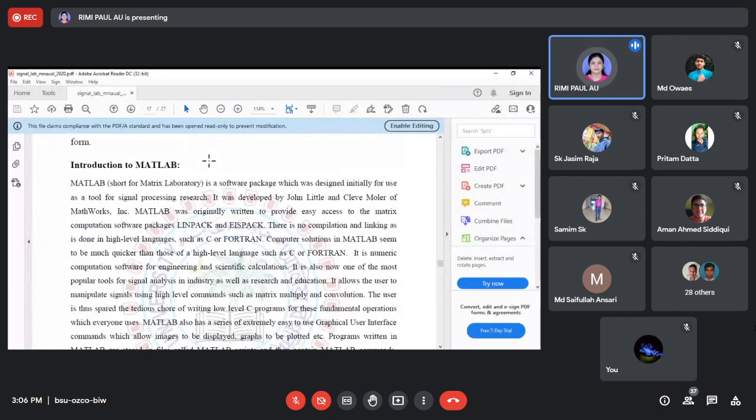You will read this: what is MATLAB, because in the viva this will be asked, what is MATLAB, what is the full form of MATLAB, why do we need MATLAB. These are the things written here, and you will go through this.